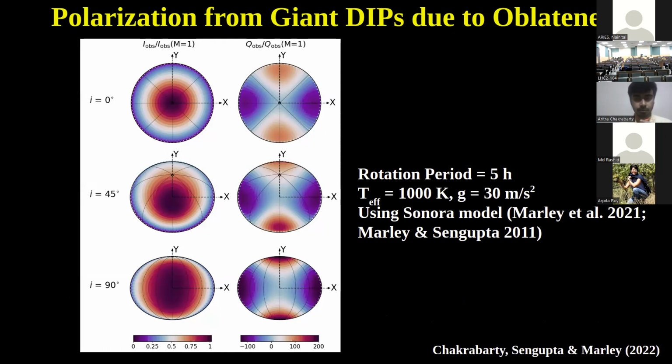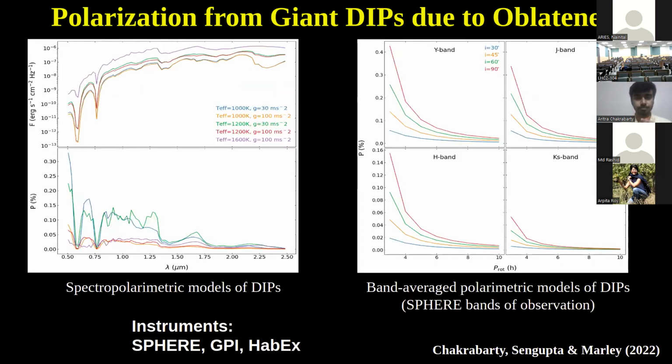So this is a case for a 5-hour rotation period. And you can clearly see the limb darkening of the intensity and limb brightening of the polarization across the disk. So this is our model prediction for the spectropolarimetric model.